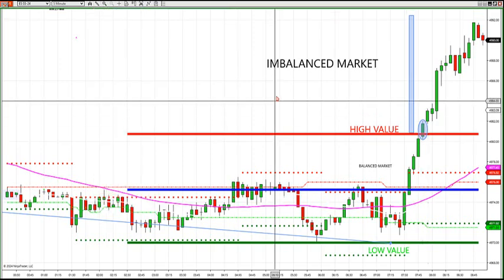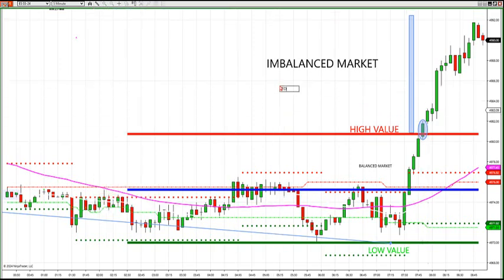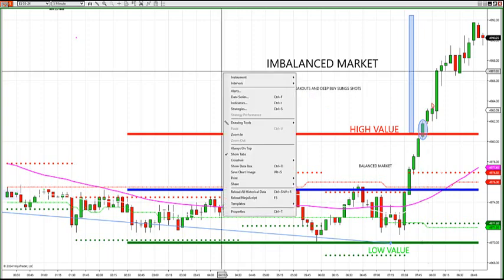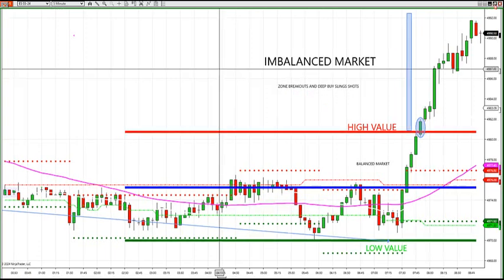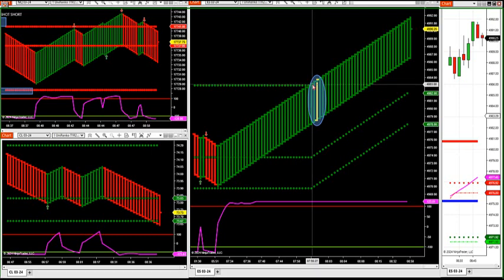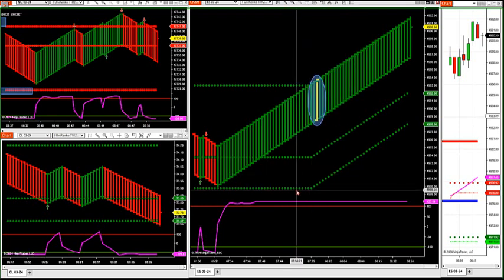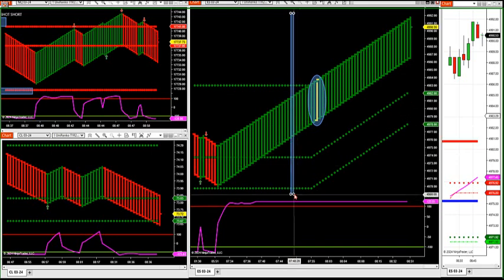So this is where we watch for zone breakouts and deep buy slingshots. So now in this level from here to here, we're looking for a slingshot. So look when it broke out. It broke out at 750. Here's where we broke out of the market profile. There's 750. This is all the participants in the market, all of them.